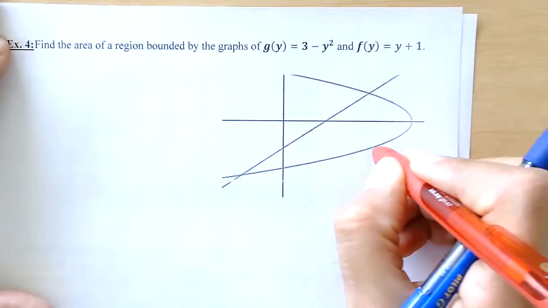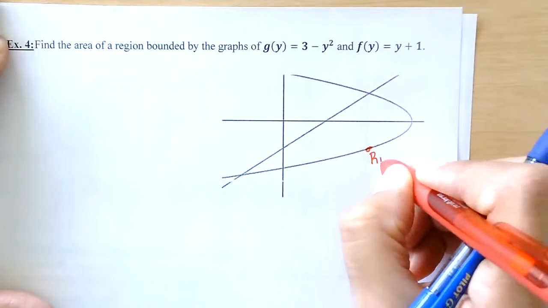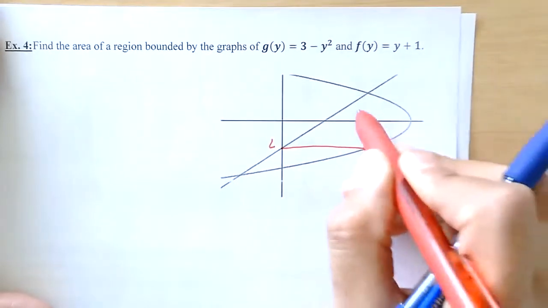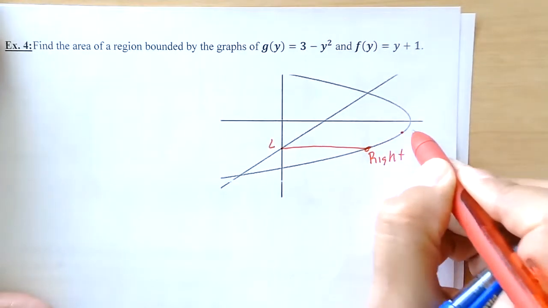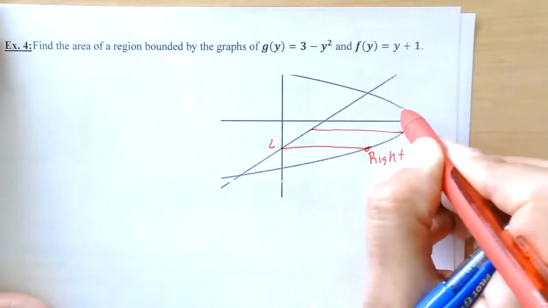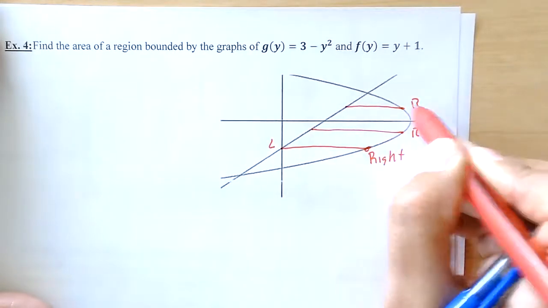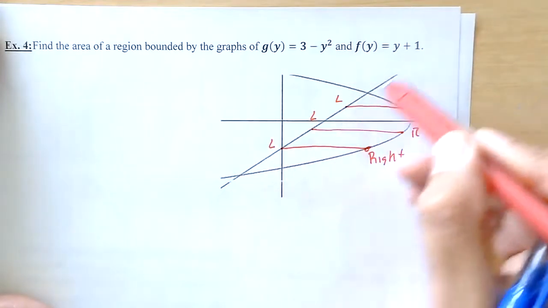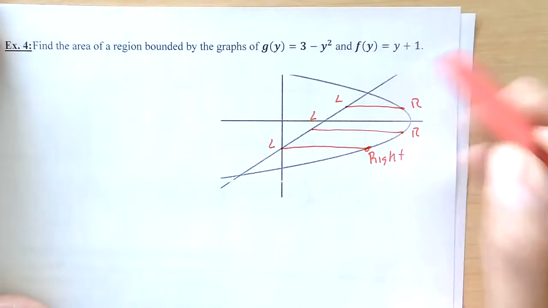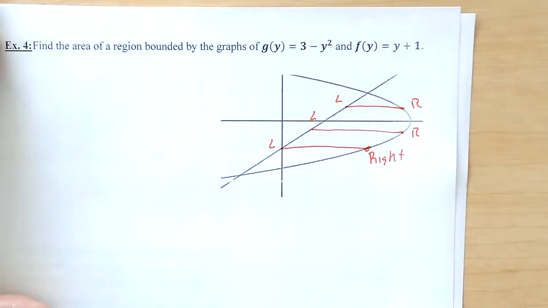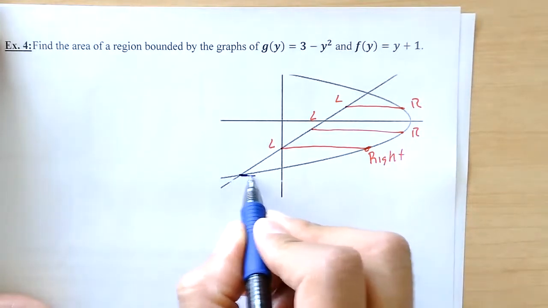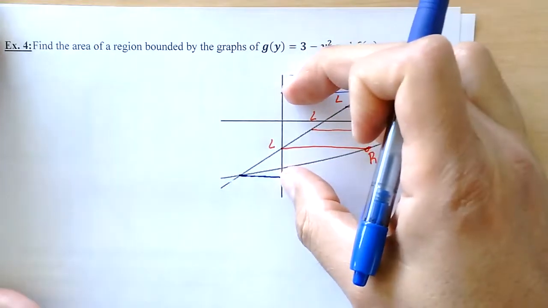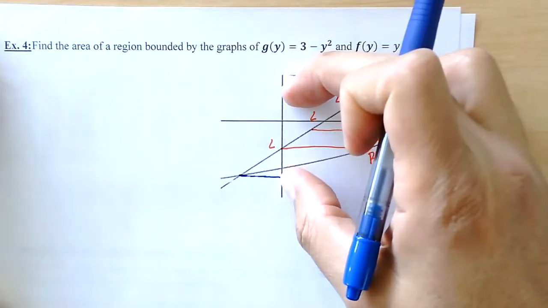So I'm going to say this is the right. And this is the left. And everywhere I go, this is the right to the left. The right graph is the parabola. The left graph is the line. So the only thing I need to worry about is where are they intersecting? What is that limit and what is that limit? I need to know these limits. And I could figure out those limits by setting them equal to each other and then solving for the y.